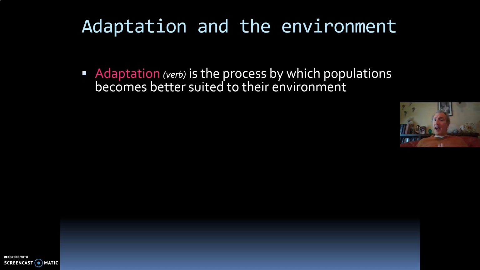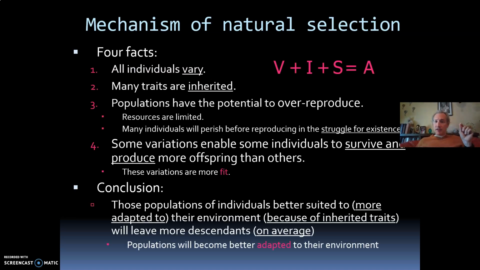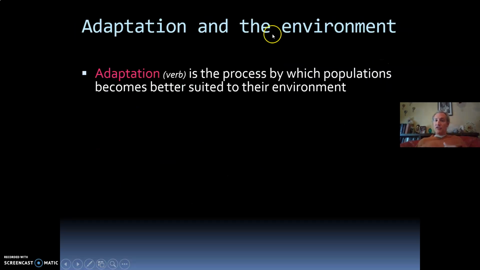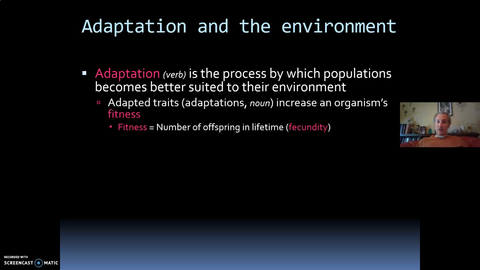Adaptation as a verb: basically a population is adapting. What that means is that the population in front of us is currently evolving, it's currently adapting. So if you see the word adaptation used as a verb, we're basically saying that based on our knowledge, this population is currently evolving by natural selection.